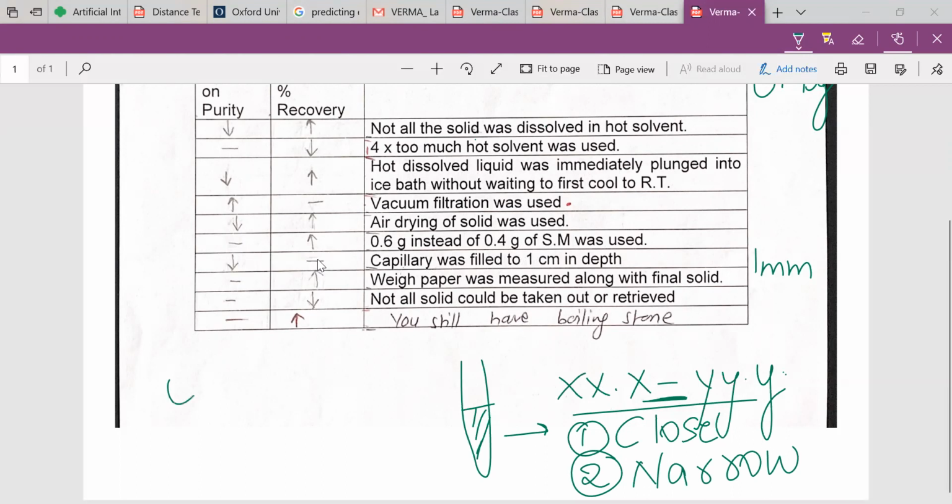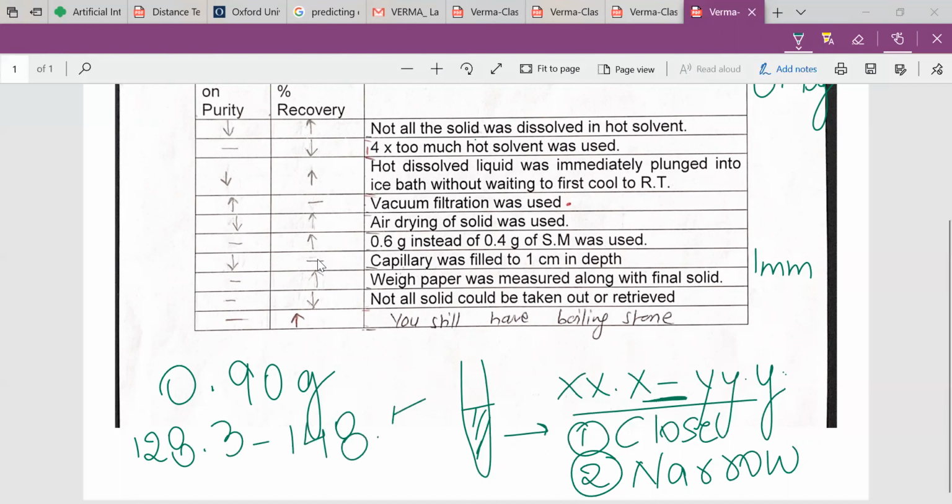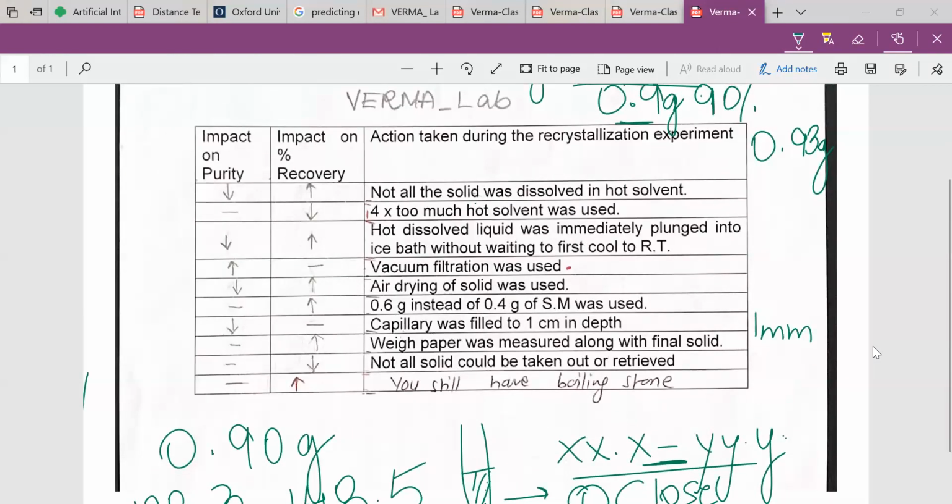So you may recover 0.90 grams of material, but having a melting point of somewhere around 128.3 to, let's say, 148.5, just because it took all this time to melt the extra material. So you should get familiar with these situations. Think about it in common sense terms. You will be given situations like these for your exam.